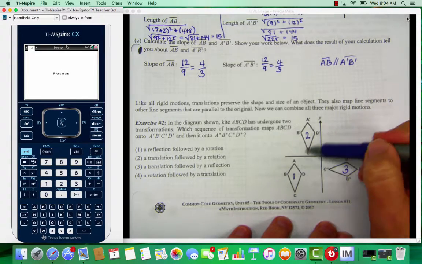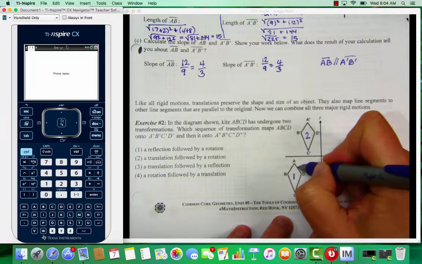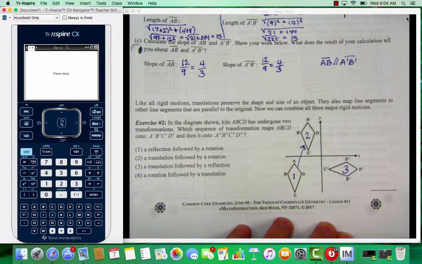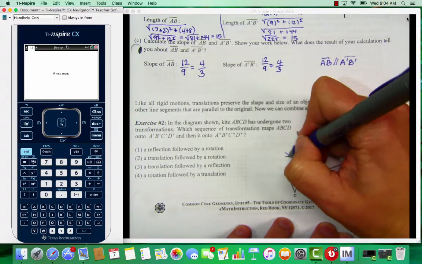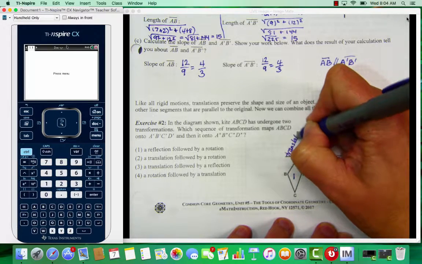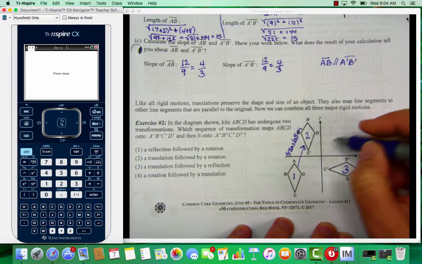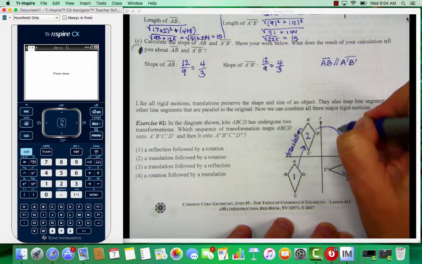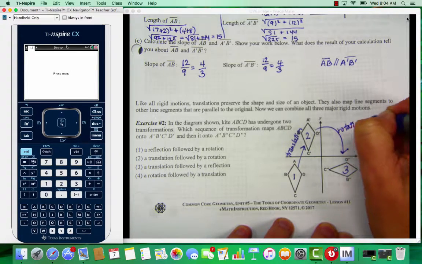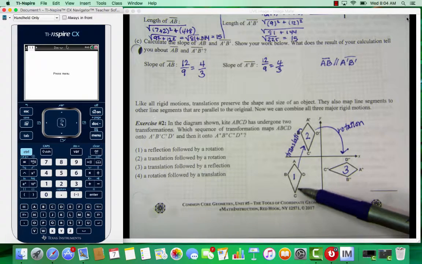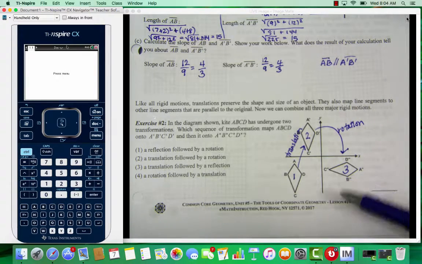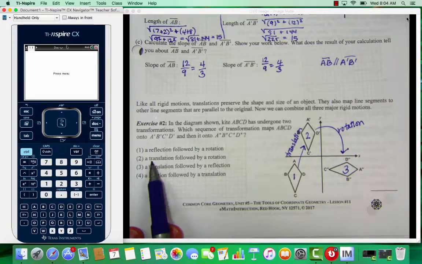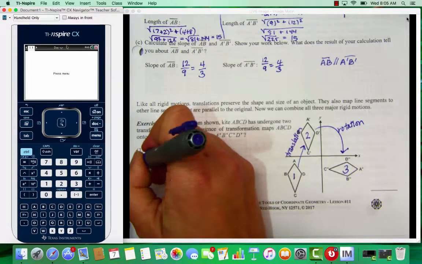So for this first transformation, we're basically sliding it over here. If we slide something, that's a translation. And then we're taking this one and turning it, and when we turn something, that's a rotation. So basically we're performing a translation and then a rotation. So a translation followed by a rotation, which is choice number 2.